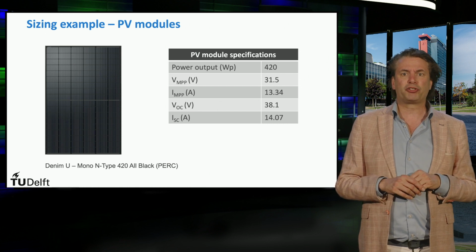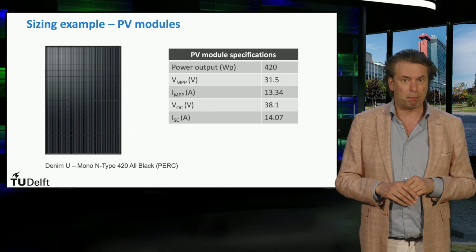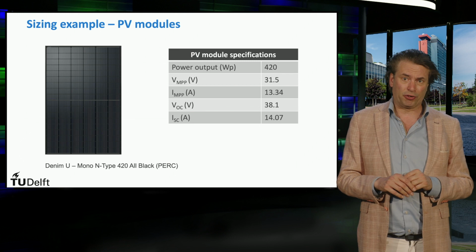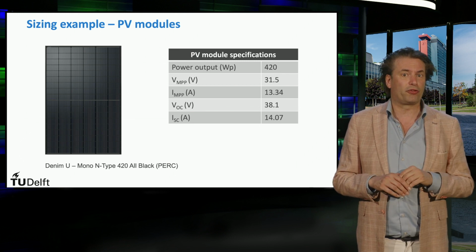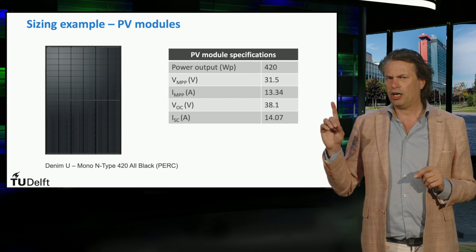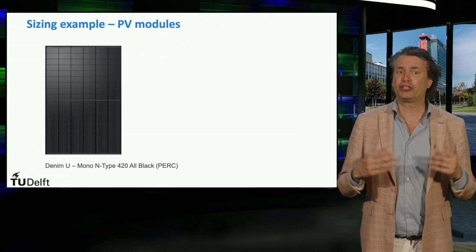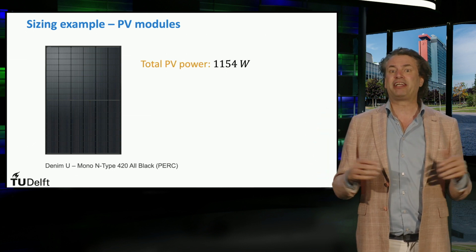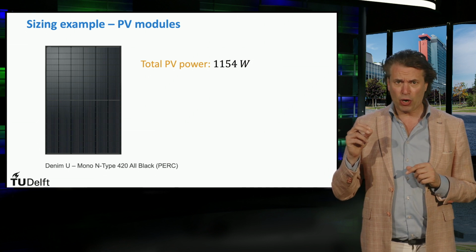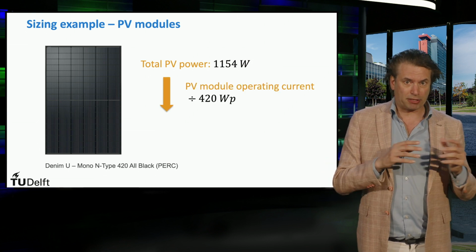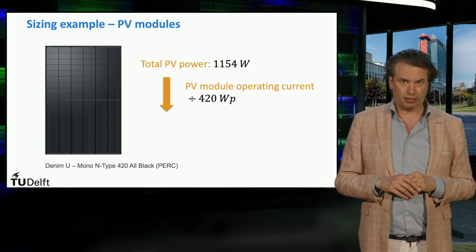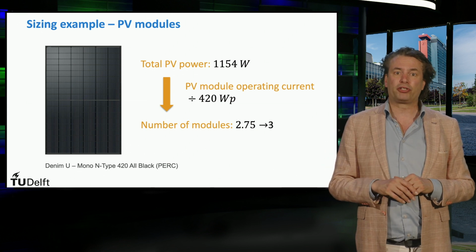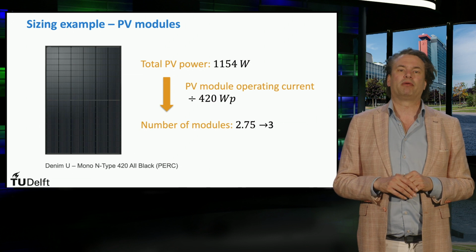Nominal power output per module is 420 watts at maximum power point, with a voltage at maximum power point of 30.5 volts and a current at maximum power point of 13.34 amperes. To find the size of the PV array, we first determine the number of modules needed to generate the needed power. This is achieved by dividing the needed PV array power by the PV module's power at maximum power point found in the module's datasheet. The calculation shows that in this example we need 3 PV modules to match the needed power.